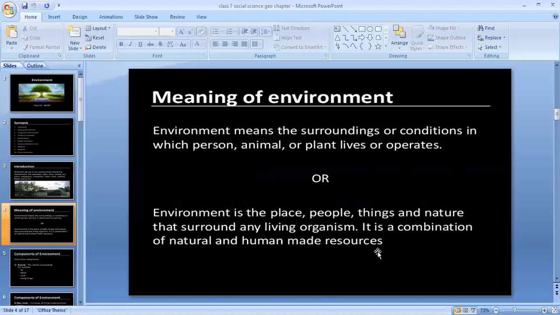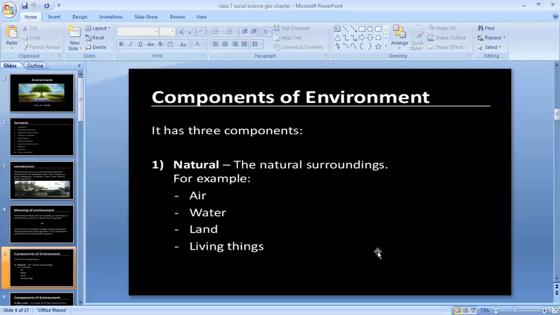Environment is the place, people, things, and nature that surround a living organism. It is a combination of natural and man-made resources. Some things we find naturally and some are made by human beings. So all these things surround us and affect our life.